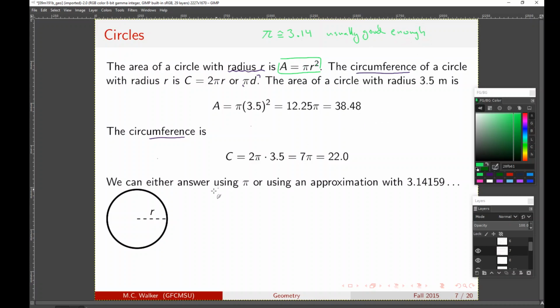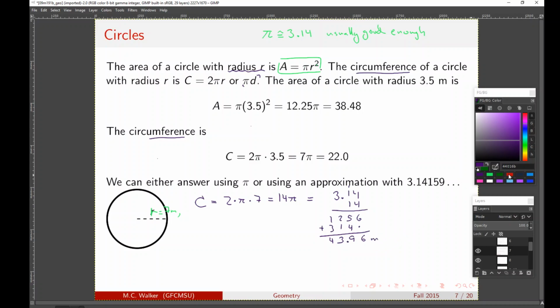So that means if this circle right here has a radius equal to 7 meters, then the circumference of this circle is 2 times pi times 7, which is 14 pi, which is 3.14 times 14, which is 43.96 meters.